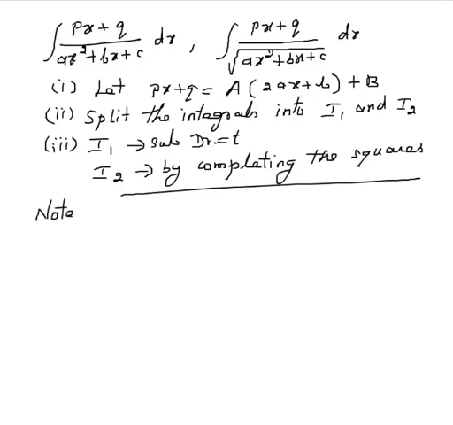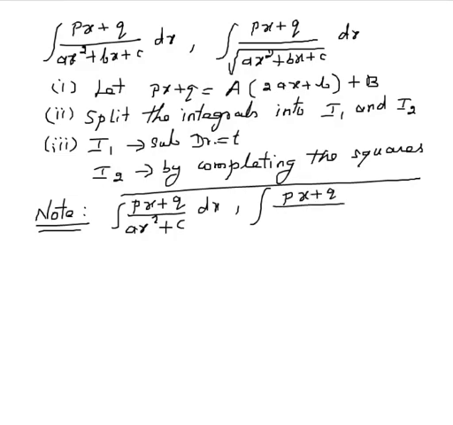And note, you may have integral of px plus q divided by ax square plus c. What is the difference between this first integral and this? There is no x term in the denominator. Similarly, you may have integral of px plus q linear term divided by root of a quadratic term without x term in the denominator.